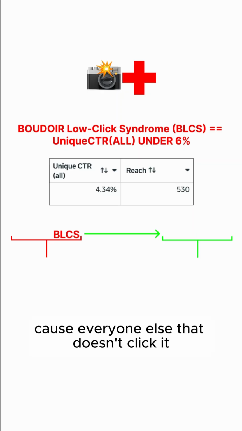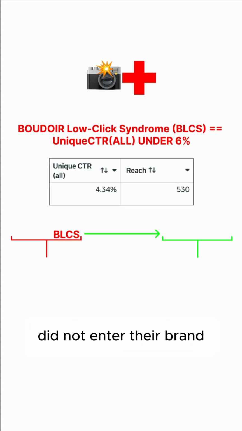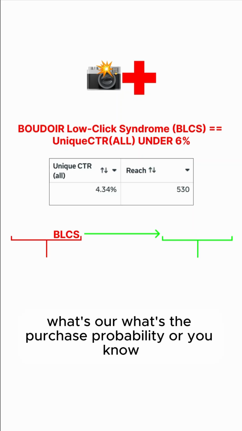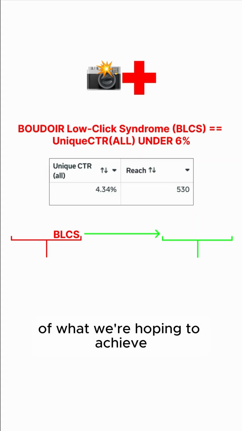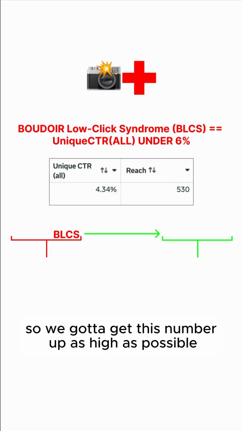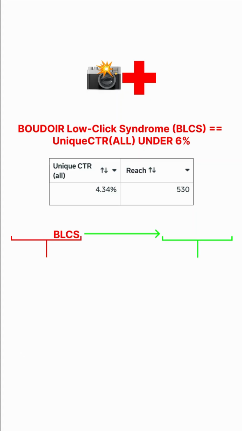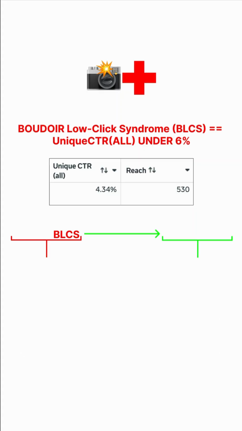Because everyone else that doesn't click anywhere on the ad just scrolls right on by. Our ad did not enter their brain. They ain't never buying. So this is the purchase probability, the first leading indicator of what we're hoping to achieve. So we gotta get this number up as high as possible. 6% is the absolute minimum floor. Anything under 6%, massive, massive, massive problem.